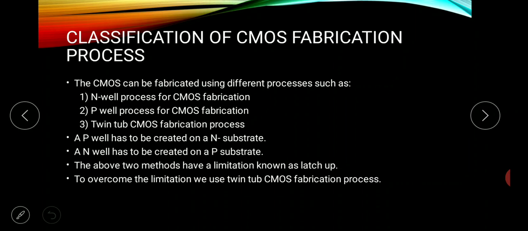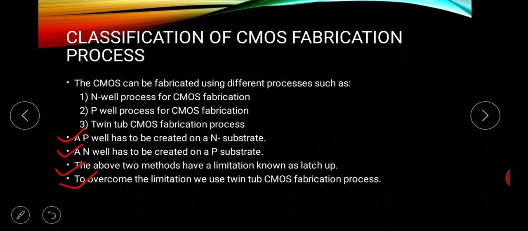In the P-well technology, P-type diffusion is done over an N-type substrate. In the N-well technology, N-type diffusion is done over a P-type substrate. But the above two methods have a limitation known as latch-up. To overcome the limitation, we use the twin tub CMOS fabrication process.